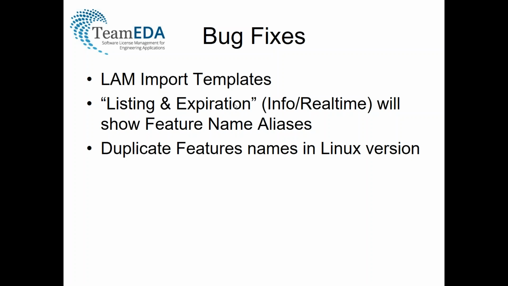Listing and expiration, that's under real-time. Info real-time, under the home usage tab, there's an option for listing and expiration dates. It will show the feature name aliases instead of, as in the past, always reverting back to the vendor-given feature names. And duplicate feature names in Linux, we had a bug there that got fixed so that we don't see duplicate features reported in the Linux version of the software.